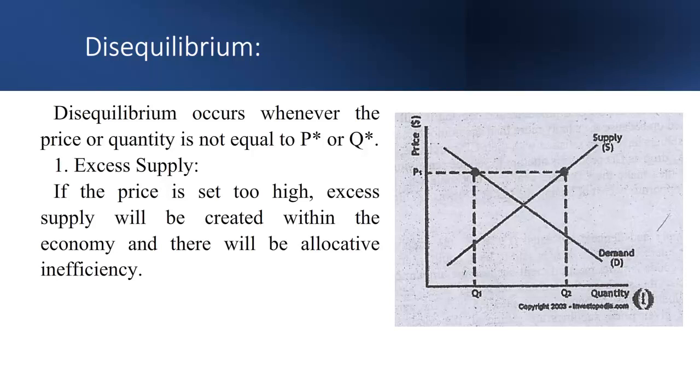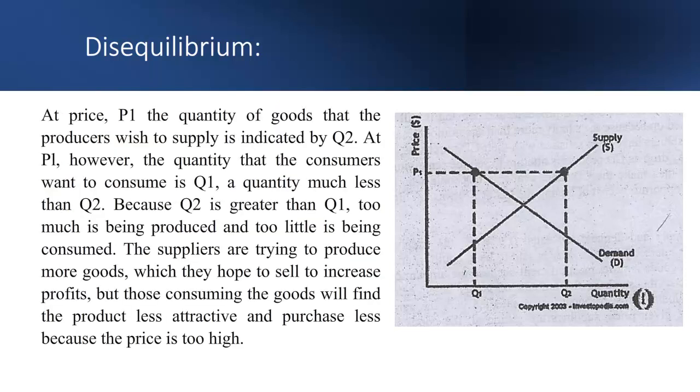1. Excess supply. If the price is set too high, excess supply will be created within the economy and there will be allocative inefficiency. At price P1, the quantity of goods that the producers wish to supply is indicated by Q2. At P1, however, the quantity that the consumers want to consume is Q1, a quantity much less than Q2. Because Q2 is greater than Q1, too much is being produced and too little is being consumed. The suppliers are trying to produce more goods, which they hope to sell to increase profits, but those consuming the goods will find the product less attractive and purchase less because the price is too high.